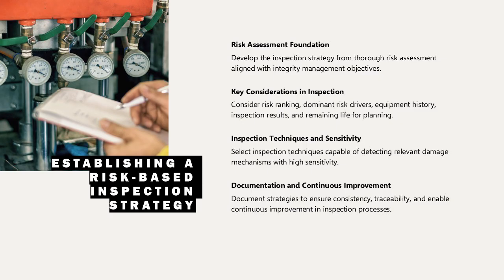An inspection strategy should be developed based on the results of a risk assessment and aligned with overall integrity management objectives. Key considerations include risk ranking, dominant risk drivers, equipment history, inspection results, and remaining life. The chosen inspection techniques must be capable of detecting the relevant damage mechanisms with sufficient sensitivity. The degree of risk reduction achievable depends on failure mode, deterioration rate, inspection scope, and inspection frequency. Documenting the inspection strategy ensures consistency, traceability, and continuous improvement.